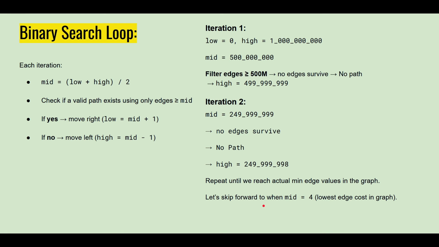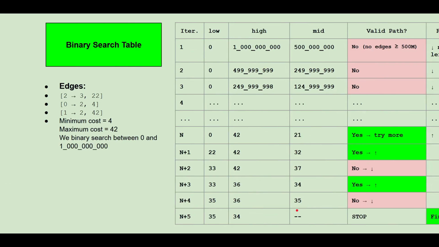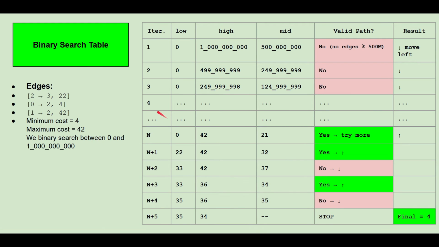So let's skip forward to when mid is equal to 4. This is the concept you have to understand. Let's suppose mid is somewhere at 4. In iteration 1, low was 0 and high was here, and we keep going through all the iterations. Let's suppose the minimum cost we have is 4 and the maximum cost is 42, but we are doing the binary search from 0 to this one, so we keep doing that.